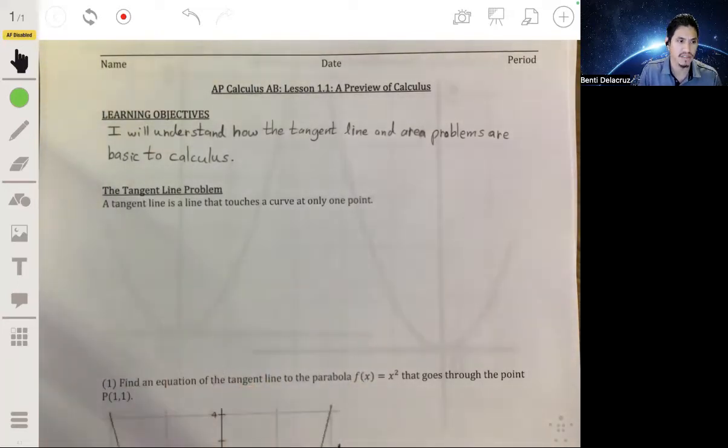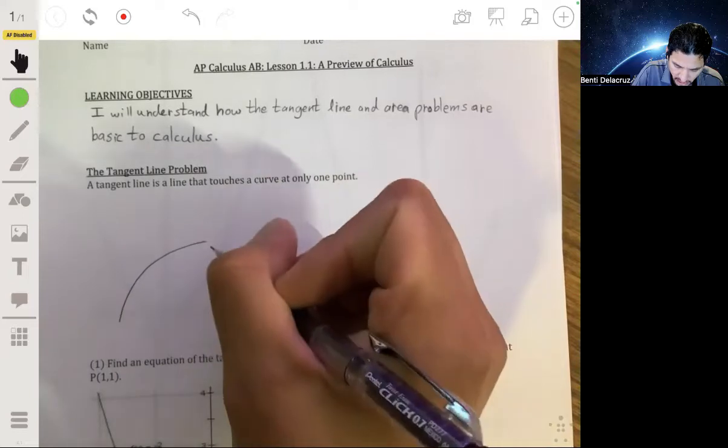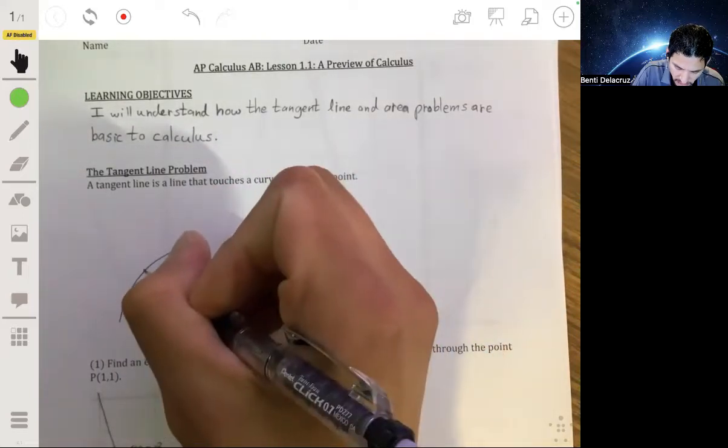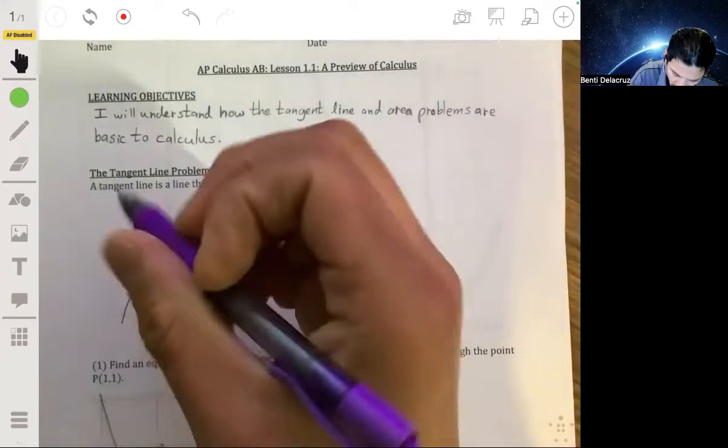The first thing we're going to go over, and we need to make sure that we understand, is what a tangent line is. A tangent line is a line that only touches a curve at one point. So it could look something like this. Let's say I have a curve that goes like that, and there's this point right here, and a tangent line would be a line that does this.